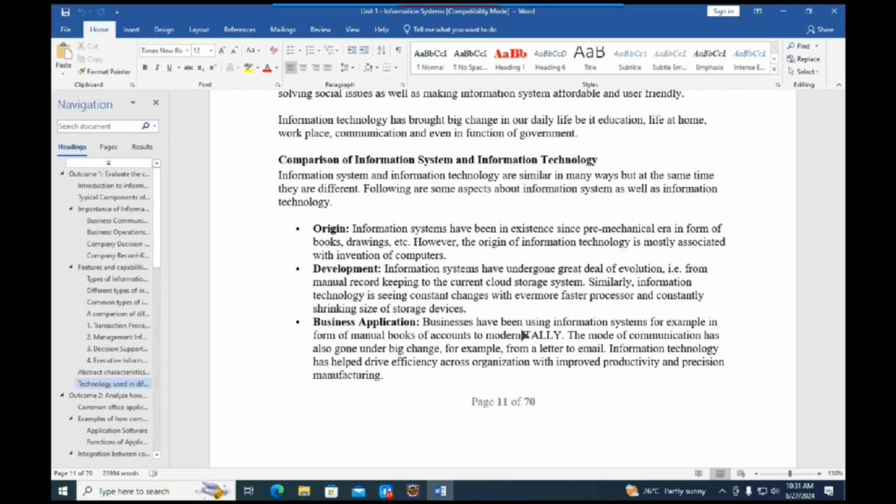So IT, or information technology, has contributed in bringing efficiency in terms of productivity and precision, in terms of manufacturing in the various organizations and various companies.